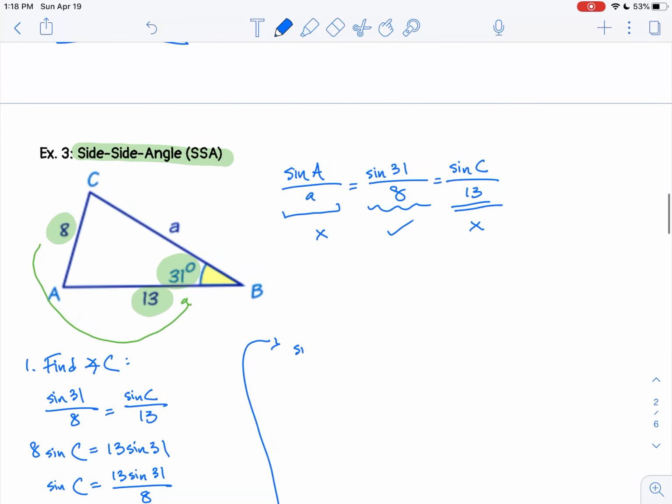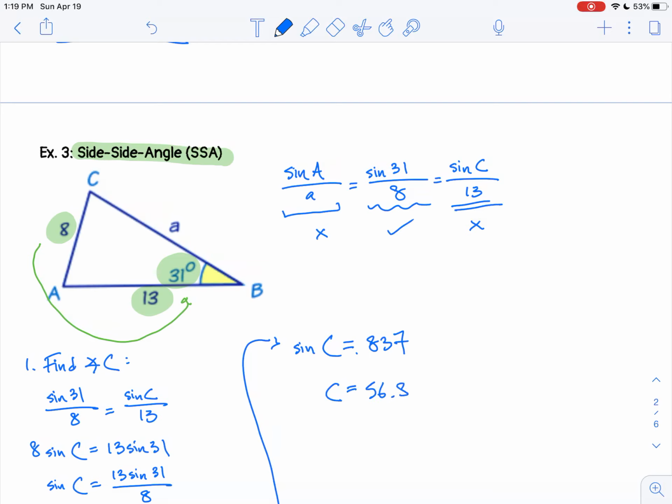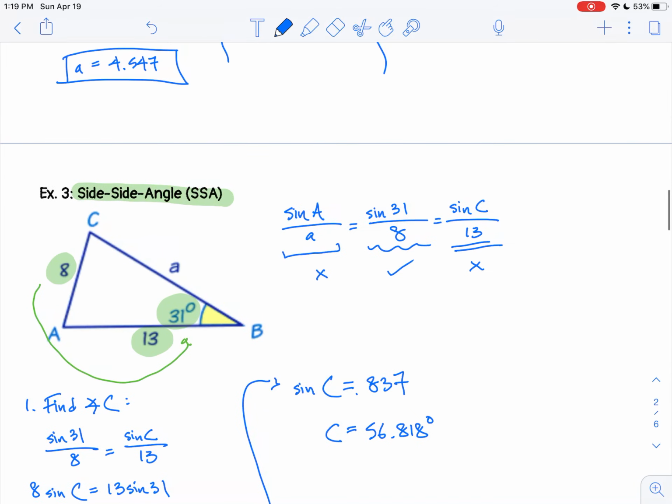So when I use my calculator to find what angle has a y value of 0.837, the calculator will tell me that an angle of 56.818 degrees has a y value of 0.837, okay? So we're going to consider this case number 1.